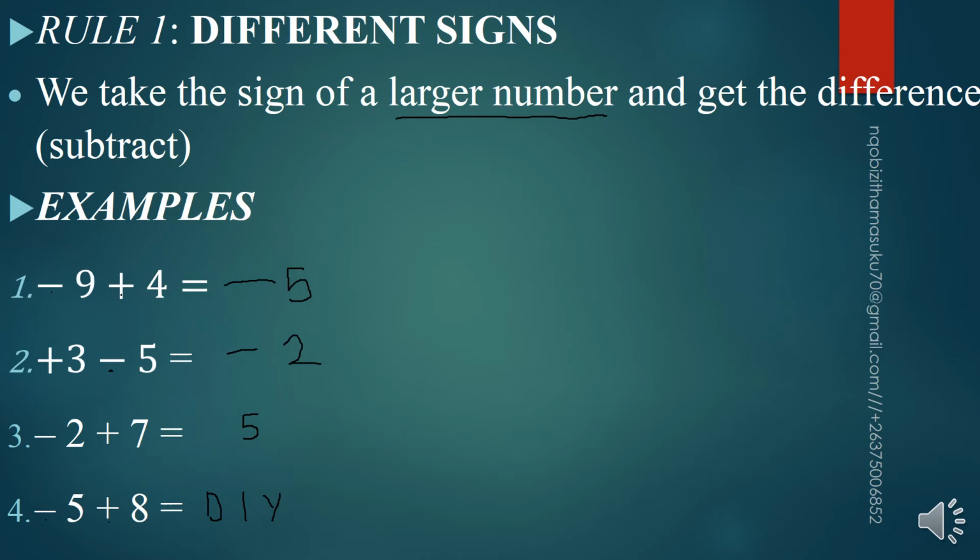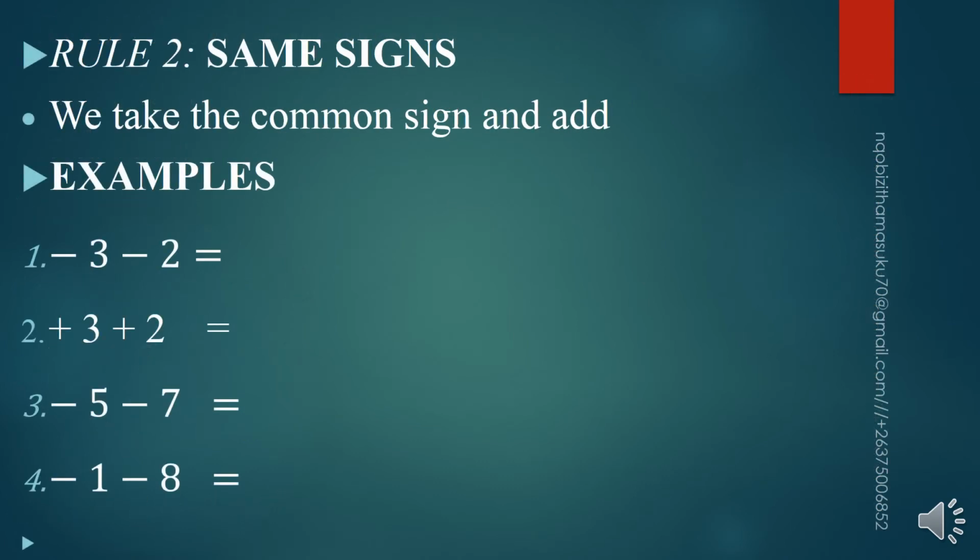You can practice a lot of questions from different textbooks or sources. Let's look at rule number two. Rule number two is talking about same signs. How do we deal with same signs? The rule simply says we take the common sign and add. We take the sign that appears and add those numbers.